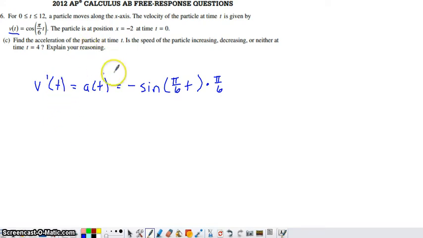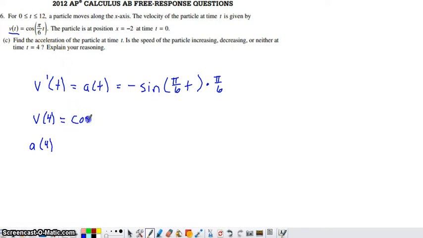Now the second part asks us to determine if the speed of the particle is increasing, decreasing, or neither at time t equals 4. Explain your reasoning. We actually need two things in order to answer this. We need to know what v of 4 is, and we also need to know what a of 4 is. If we're looking to compute v of 4, the velocity of the object at time t equals 4, we're just going to put 4 in place of this t.